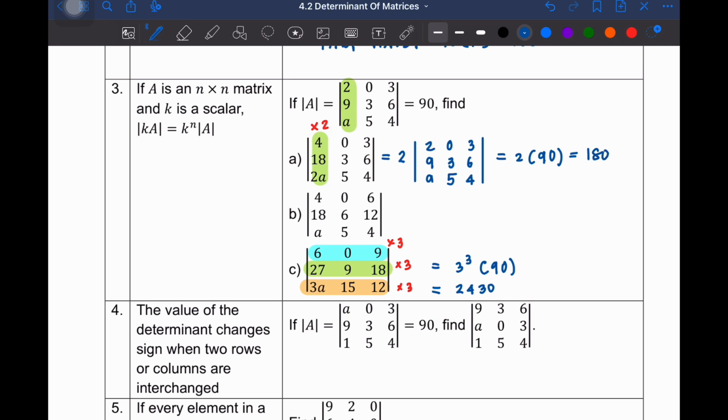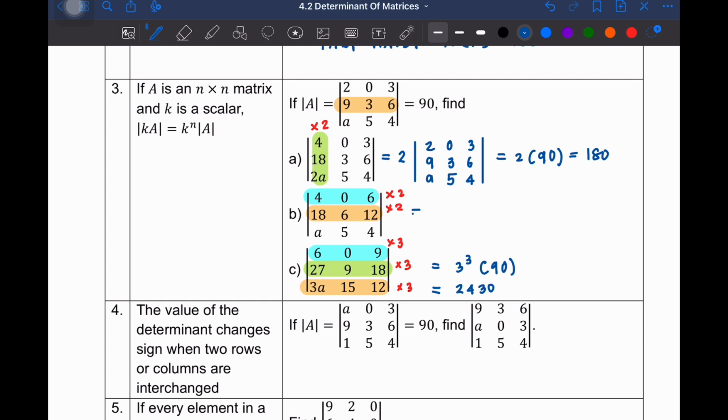Okay, and then what about example B? So for example B, if you notice, our second column over here, with this second column, so we multiply this one with 2, and then our first row, oh sorry, it's the first row. So the first row is multiplied with 2 as well. So we multiply this one with 2, right?